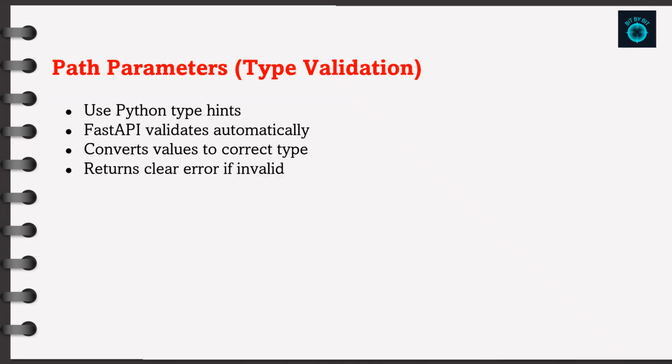Path parameters, type validation. FastAPI uses Python type hints for validation. If we declare the path parameter as an integer, FastAPI will automatically check that the input is valid. If the user tries /item/hello, FastAPI returns an error response since hello is not a valid integer. This makes our API safer and reduces the need for manual validation code.